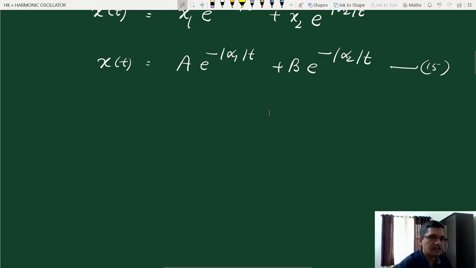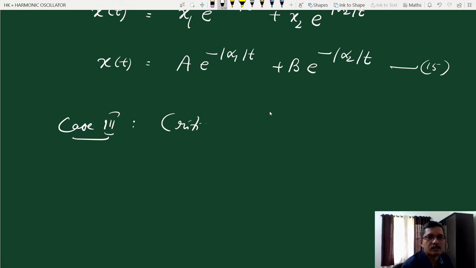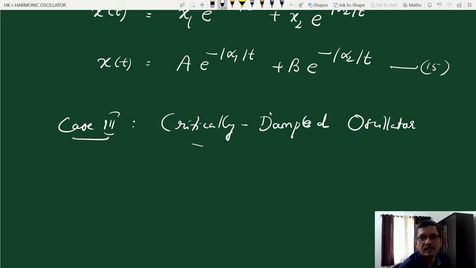Now consider a third case, case 3. This is called the critically damped oscillator. The condition is that gamma square by 4, the damping term, is exactly equal to omega 0 square.